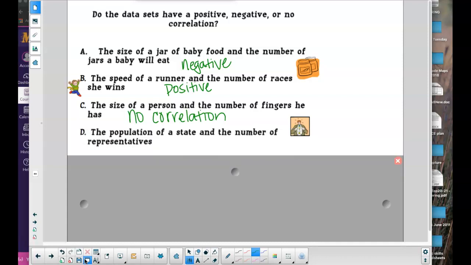How about letter D? The population of a state and the number of representatives it has. Making you remember some things from social studies class. What do you think? Caleb? Okay. So as the population increases, the number of representatives also increases. So what is that? Positive.